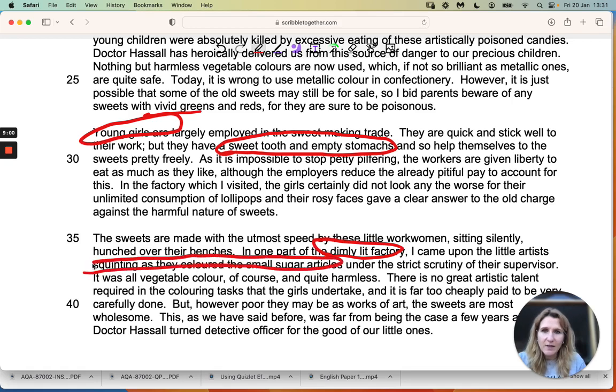So they're squinting as they colored the small sugar articles under the strict scrutiny of their supervisor.